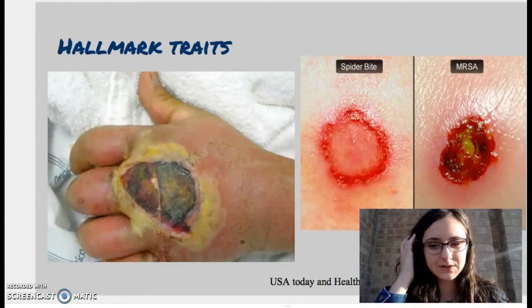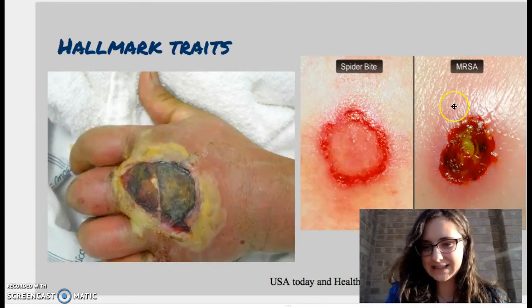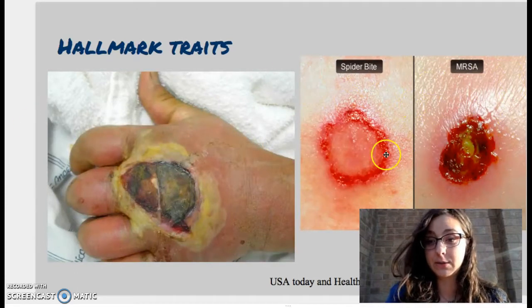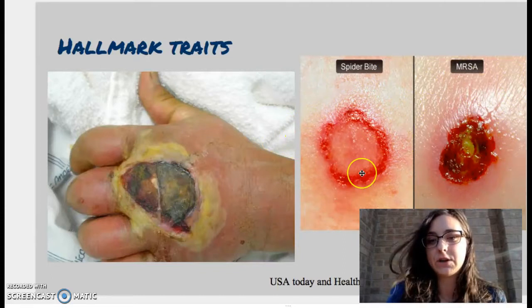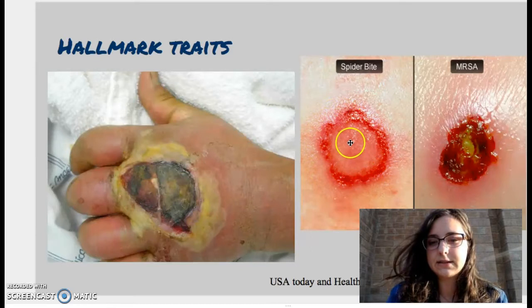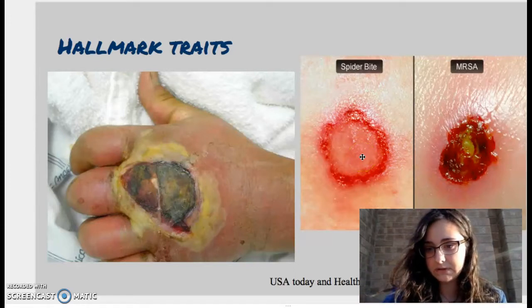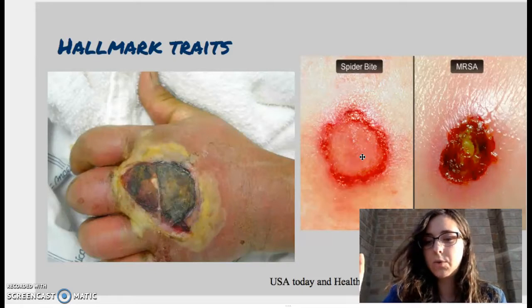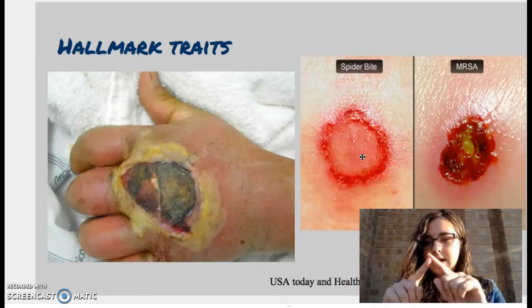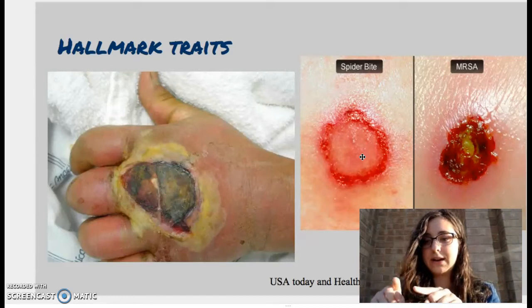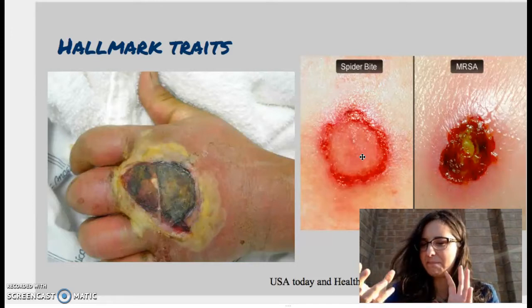So these are some hallmark traits of MRSA. As you can see before, it is a seamless red blotch rather than a spider bite, which I said before, it's usually mistaken for at first. But you can see the difference here where there is the circumference of red surrounding that spider bite. And you can see here, there's a tiny white dot where you would see that you were bitten by something. Whereas the MRSA infection has that seamless red area with that pustule that is not indicative of that bite.